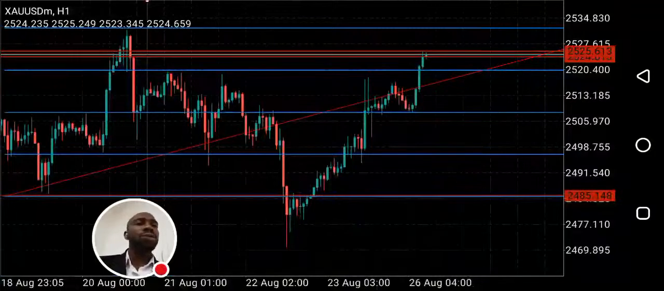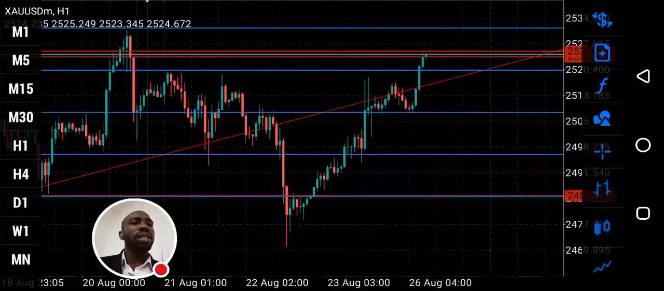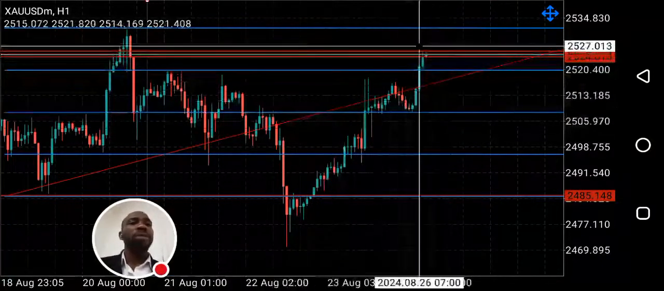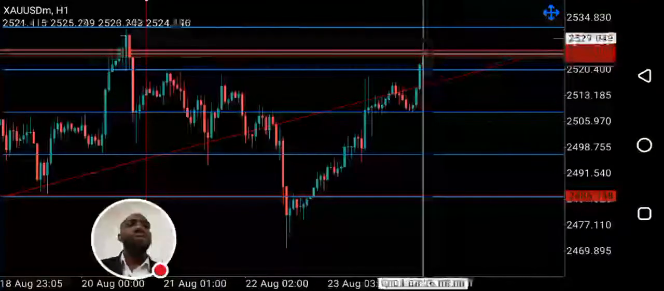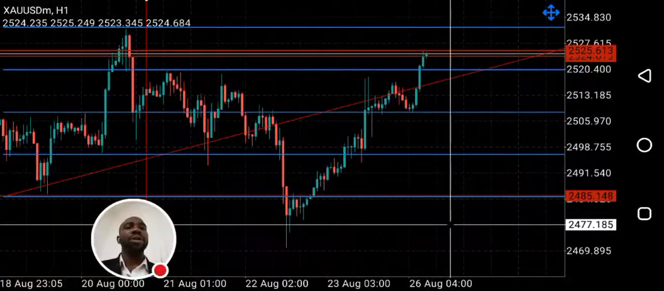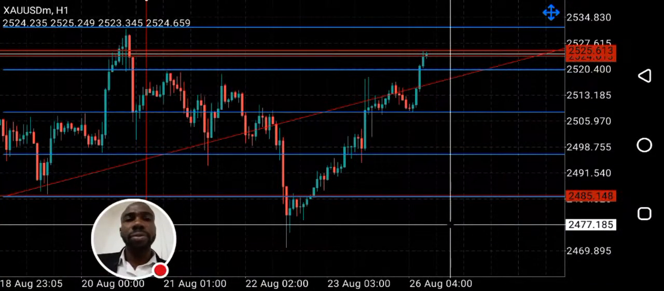Let's go back to 1 hour. So you can see price is currently at this fair value gap area. You can see, wait for a bearish reversal pattern to form before you go bearish. Don't buy gold today.